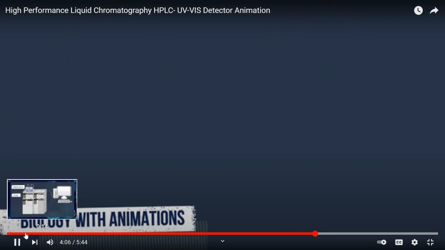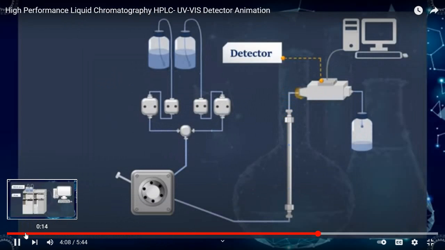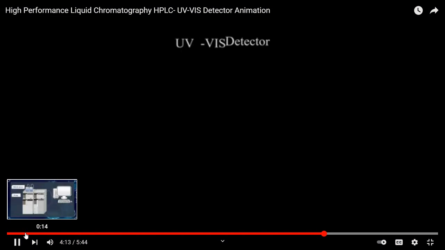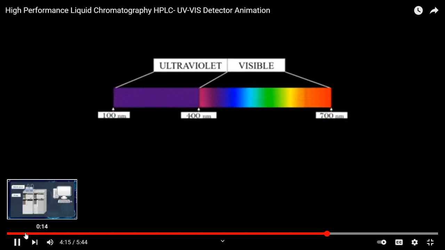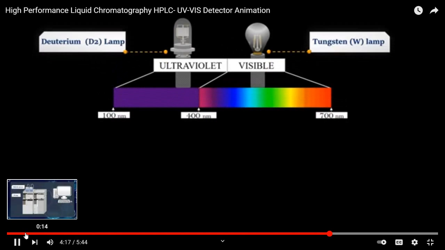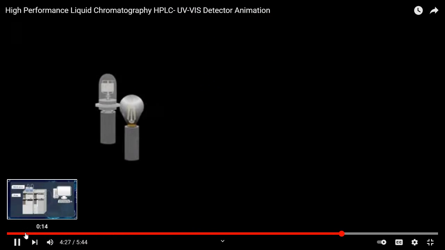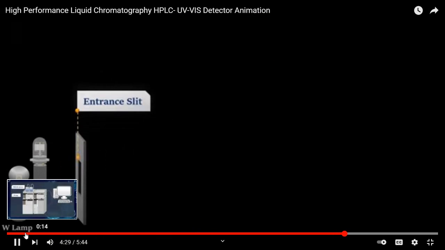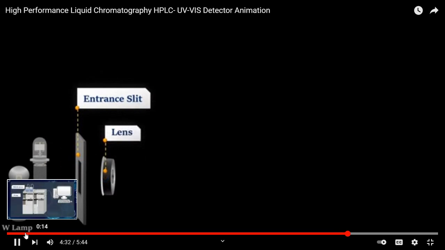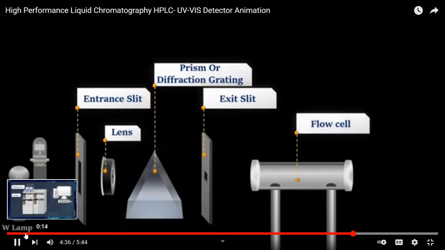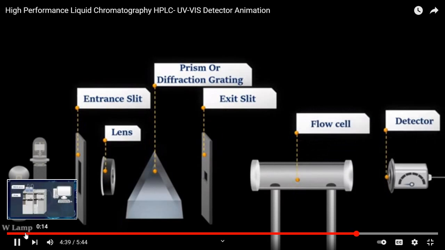As compounds elute from the column, they interact with the detector. Different types of detectors can be used, such as the UV-vis detector, which shows an absorption spectrum in the ultraviolet or visible region. For UV detection, a deuterium discharge lamp is used as a light source. And for detection of components in the visible region, a tungsten lamp is used. In the UV-vis detector we can also find an entrance slit, lens, prism or diffraction grating, exit slit, flow cell, and detector for absorption measurements.